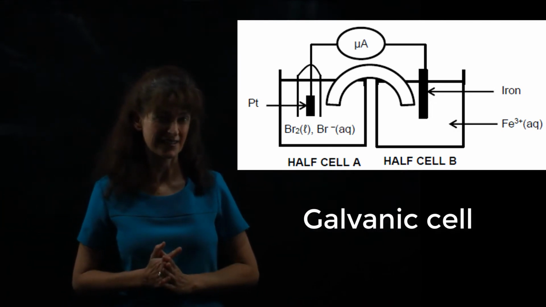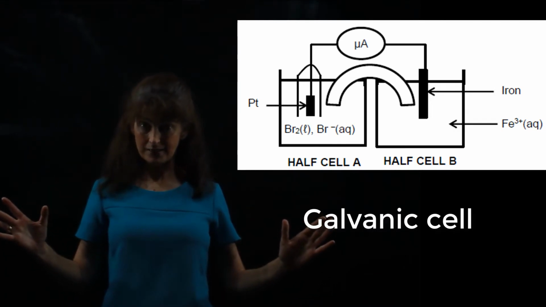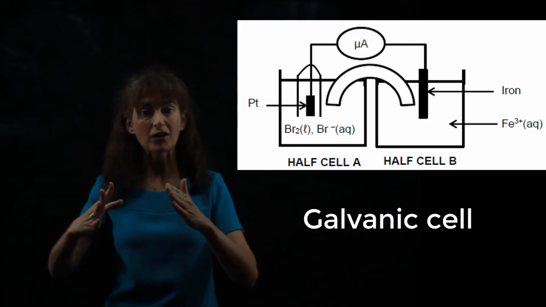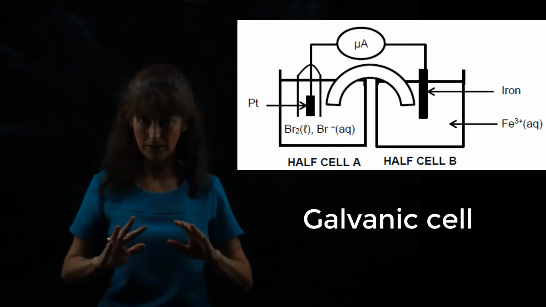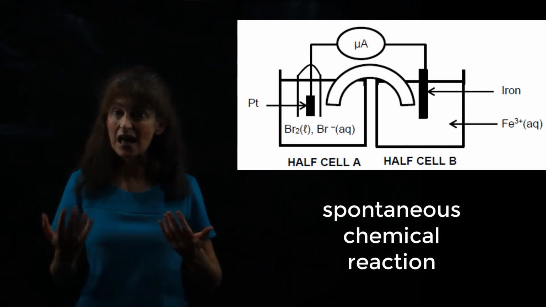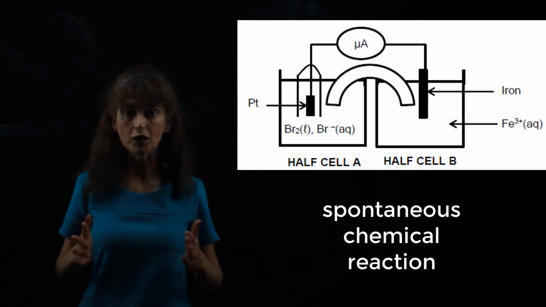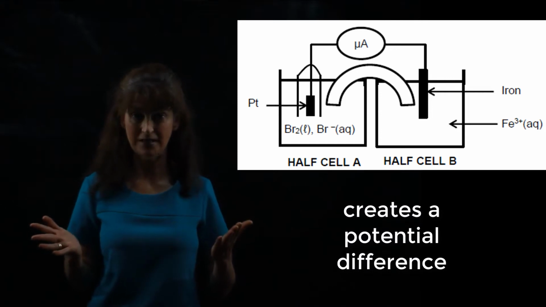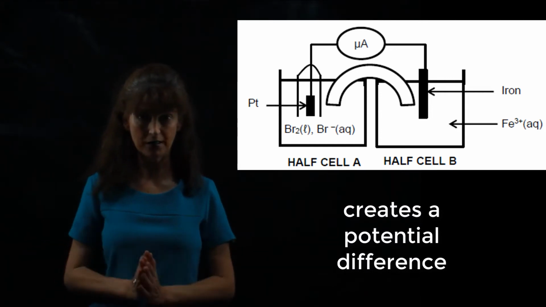How do we see that? It's not an electrolytic cell because there is no battery. This is the battery. So that tells us that we're going to have a spontaneous chemical reaction occurring to create a potential difference between the two electrodes that we see.